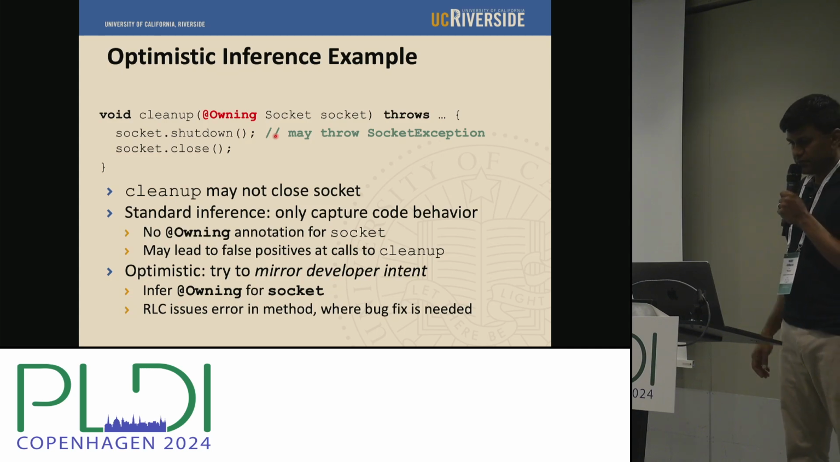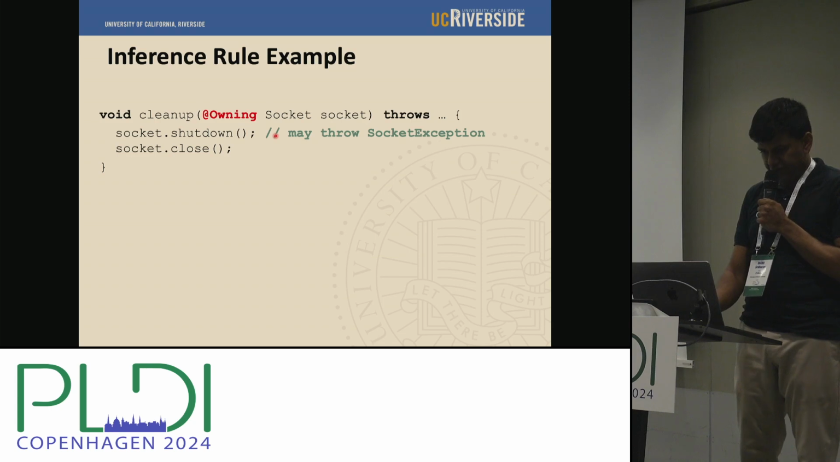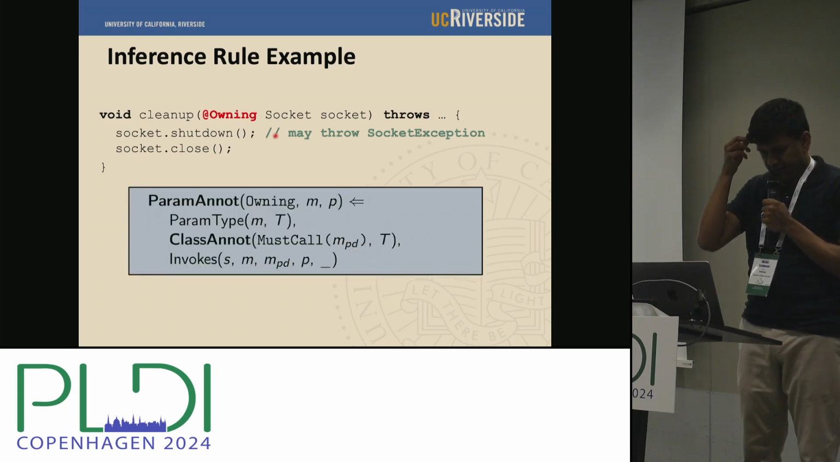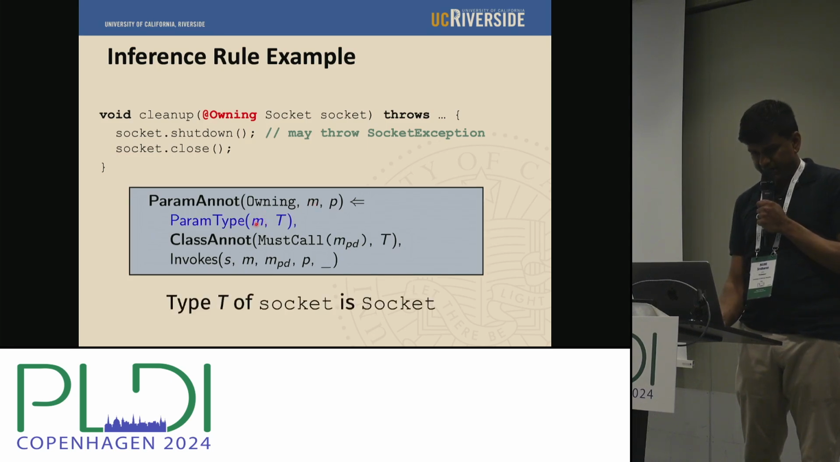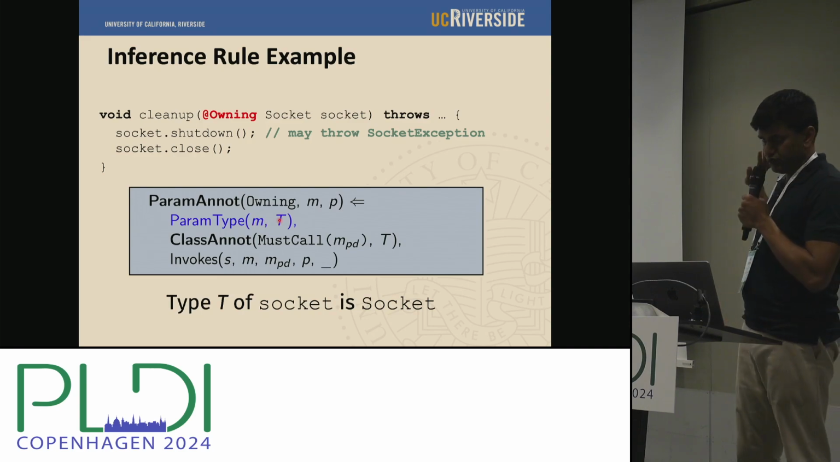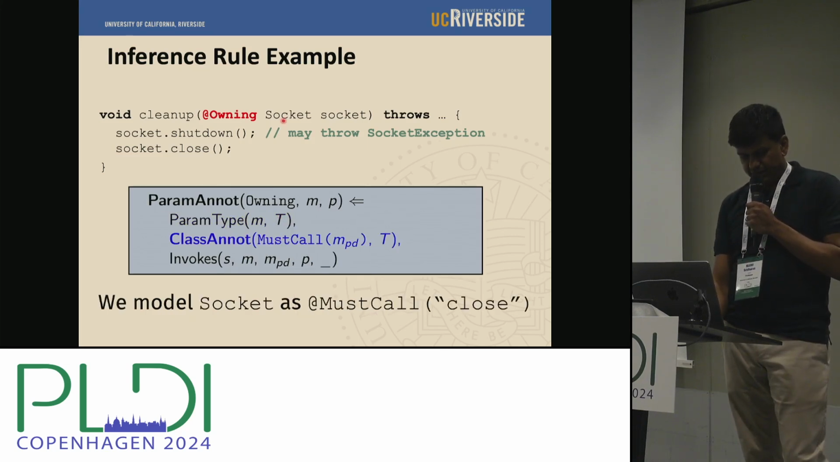Other questions? Okay, so let me just show you an example of how our inference rules look for doing this inference. So here's a rule for inferring an owning annotation on parameter p of method m. So we check, okay, the type of method m's parameter is t. With these rules, we just assume there was one parameter per method. So here that type is socket. And then we say, okay, for that type t, is there a method that must be called? So in this case, for sockets, we've modeled it as you have to call close on that parameter.